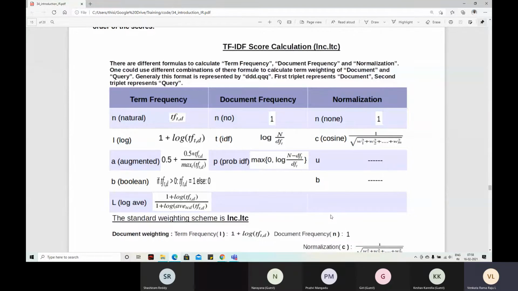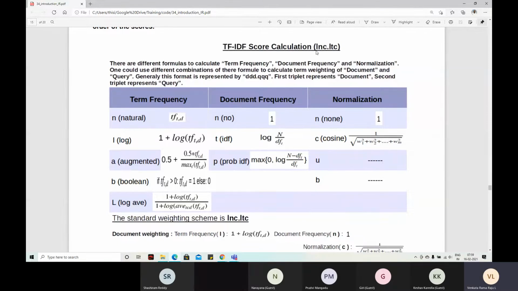So we create unit vectors of all the documents, and then we try to measure the distances. If you don't take unit vectors, even though the documents are the same, you will get the impression that they are not the same and they are distant. So I'll talk about that in a moment. What kind of term frequency do you want to take? What kind of document frequency do you want to take? What kind of normalization do you want to take?